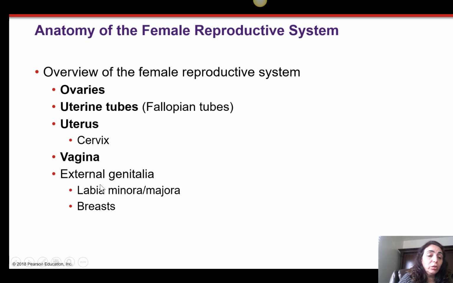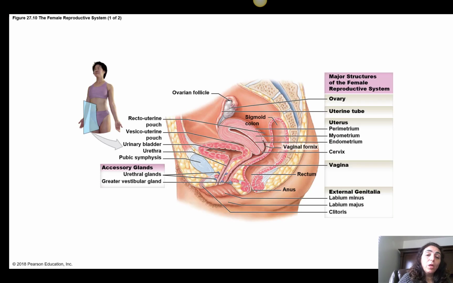And the external genitalia that is located in the perineal area includes the labia minora and labia majora, and also we have the breast that is part of the female reproductive system, so that it can nourish the infant and newborn when it is born, right?